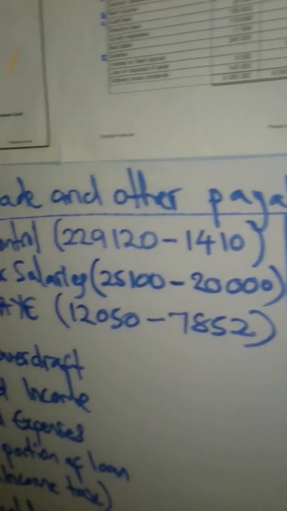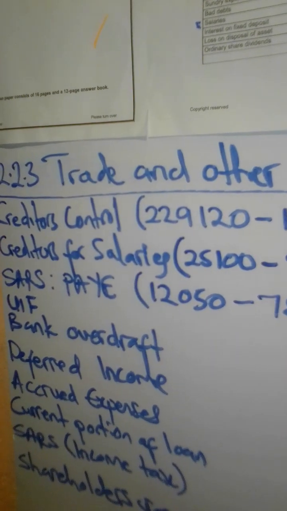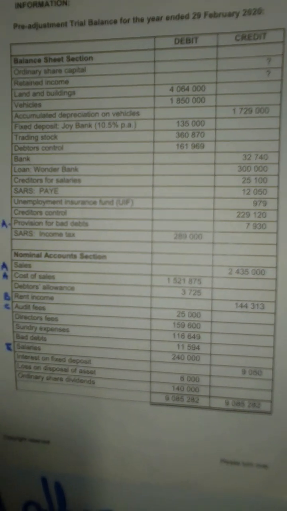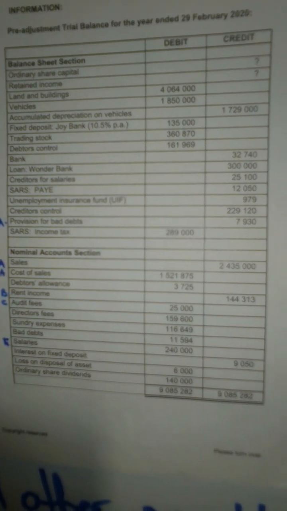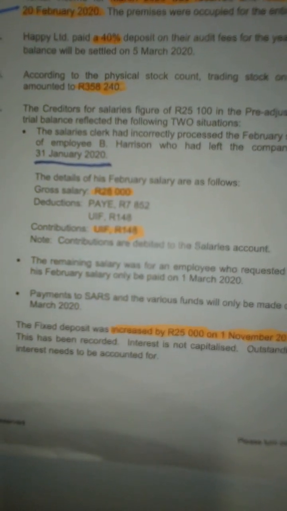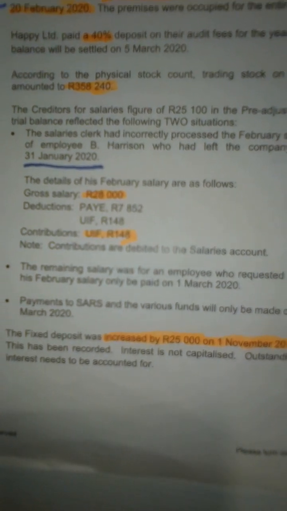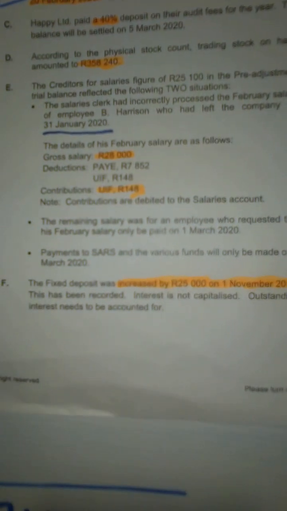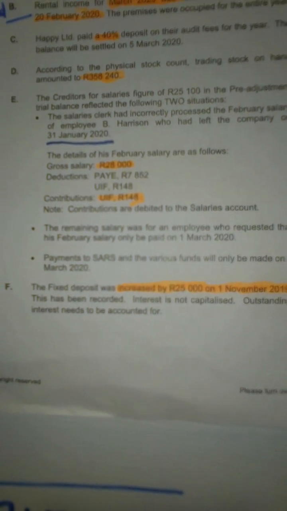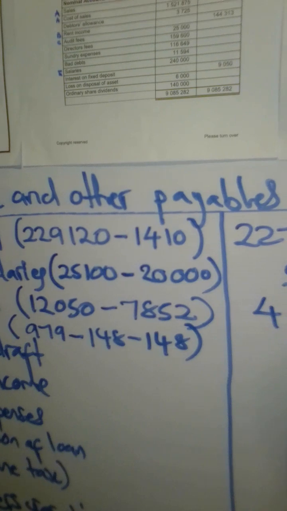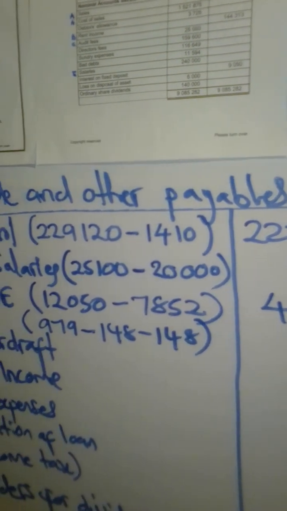Okay, we also have the UIF, the Unemployment Insurance Fund. Let's also open a bracket for it. It was 979. But remember, we are cancelling this one out. So we minus the deduction from the employee, the 148, and also the contribution by the employer, 148. We remove all those UIF amounts so that we see how much we are supposed to remain with. We remain with 683. 683 is our UIF.